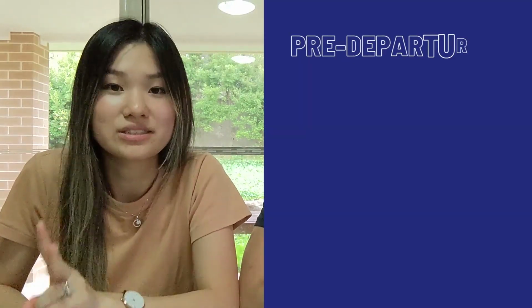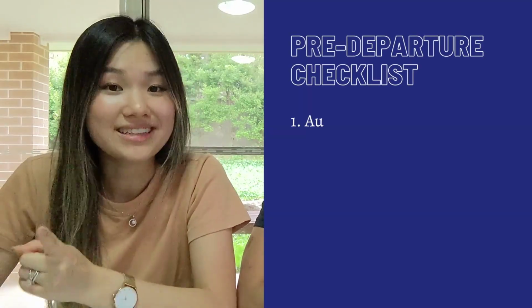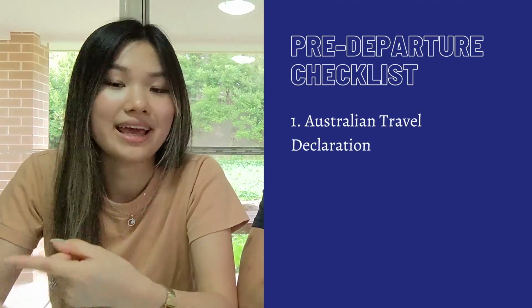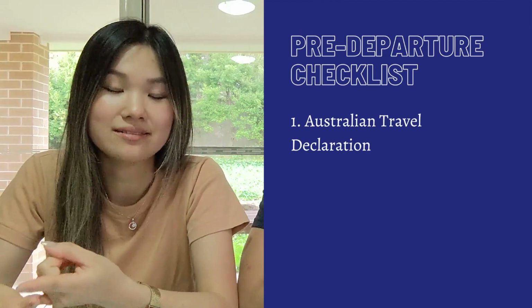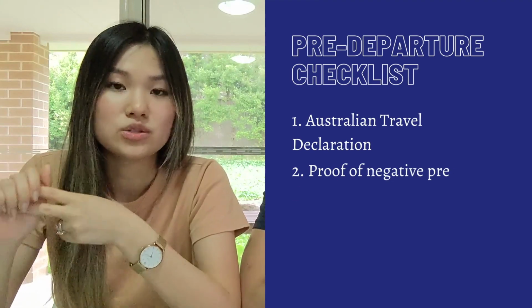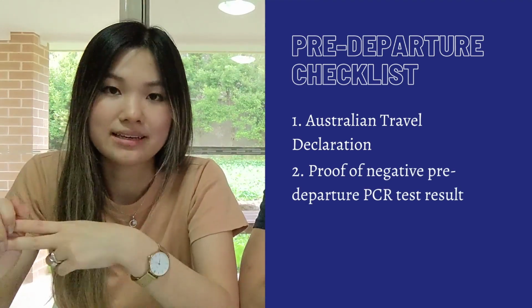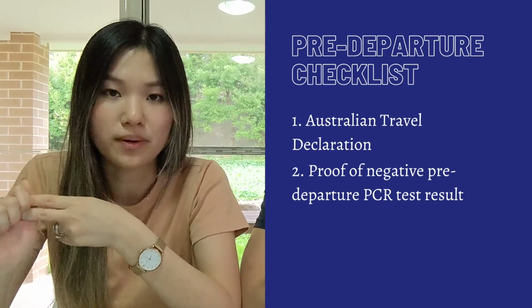There are 2 things that you really need to keep in mind. One is your Australian travel declaration, which you'll need to fill out anytime you arrive in Australia. That one is to be done 3 days prior to your departure. The second thing to keep in mind is your pre-departure PCR test, and that is to be undertaken within 3 days of your departure time.